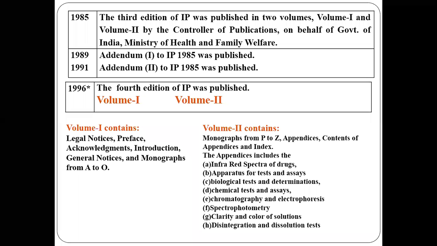Volume 1 contains legal information, legal notices, acknowledgements regarding the committee, general notices, and monographs from A to O, and volume 2 contains monographs P to Z. It means information alphabetically from P to Z. So this was regarding the 4th edition.